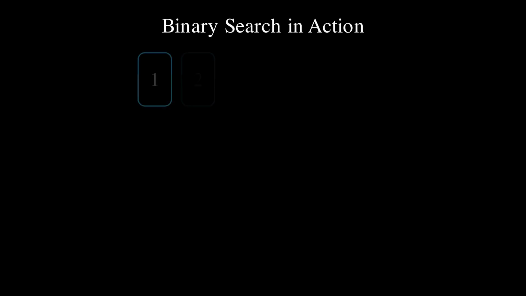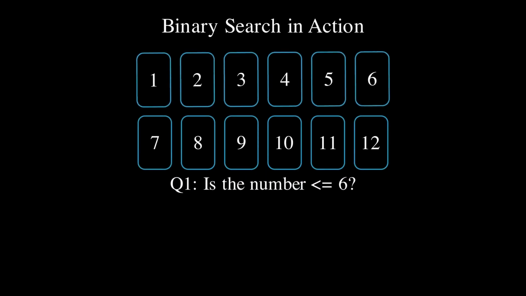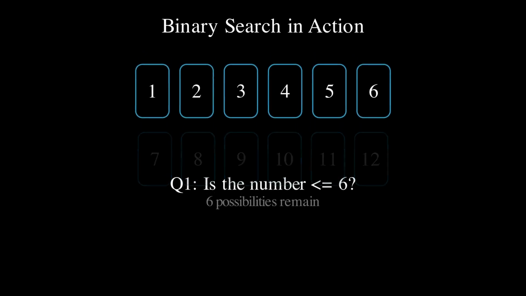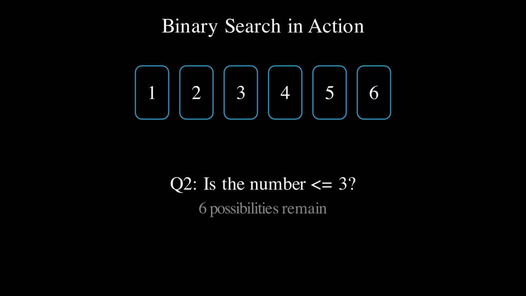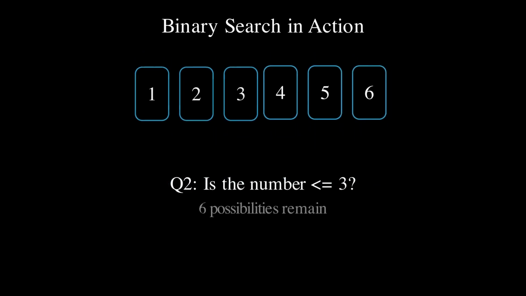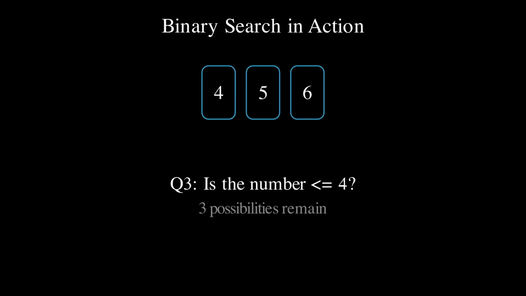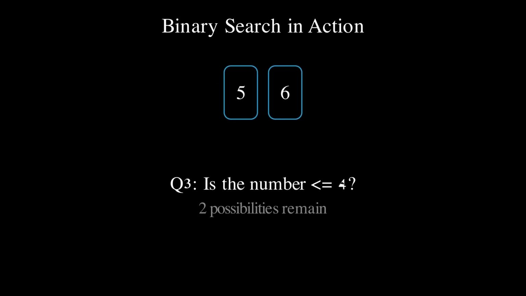Here we see binary search in action. With each question, the number of possibilities is cut almost perfectly in half. This is mathematically the fastest way to shrink the search space, guaranteeing the answer with the minimum number of questions on average.